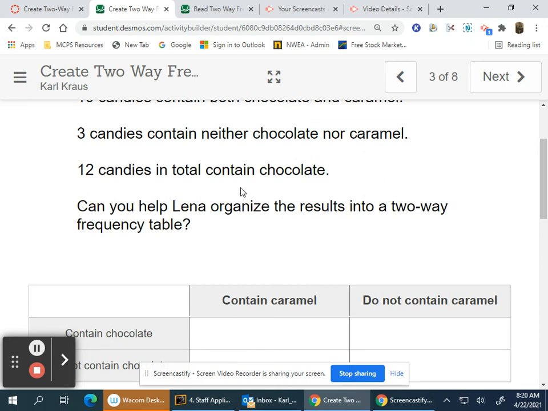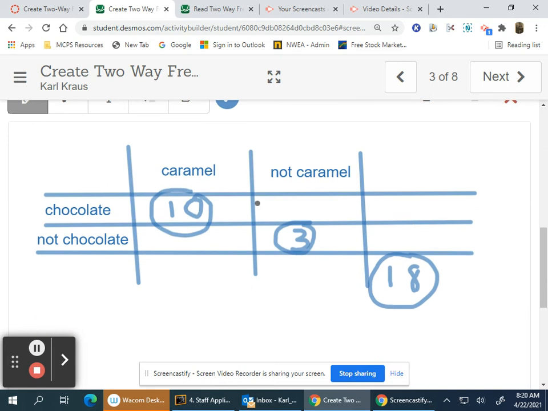Then use subtraction. So 12 candies contain chocolate. So all the way across here, 12. And then you can figure out what goes in here by subtraction. 12 minus 10 is 2. And then add these together, I get 5. 18 minus 5 is 13, and then this is a 3. And then add these two together, I get 6. So you have to make sure the table adds up correctly. So 10, 2, 3, and 3.